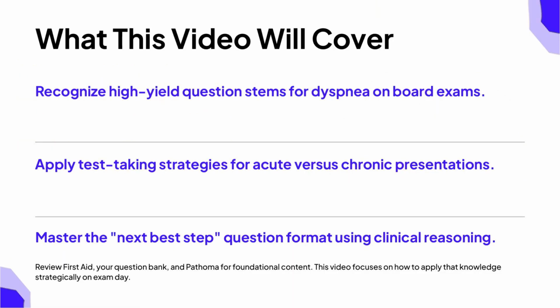This session focuses on 3 key skills: recognizing high-yield question stems, differentiating acute versus chronic presentations, and mastering the next best step format. Before watching, make sure you've reviewed the basic pathophysiology in First Aid and Pathoma. This video builds on that foundation by teaching you how to apply that knowledge strategically.